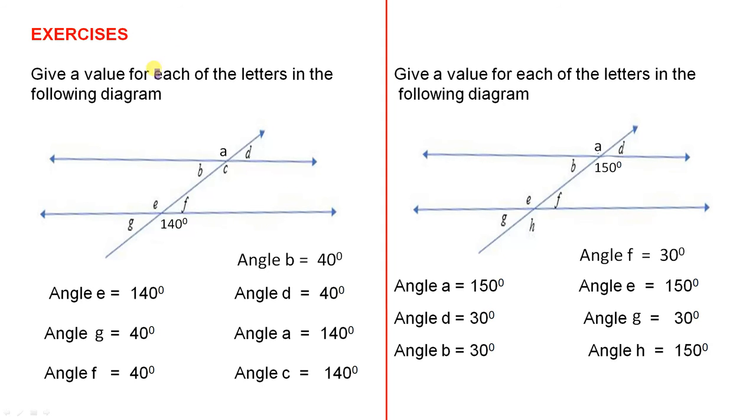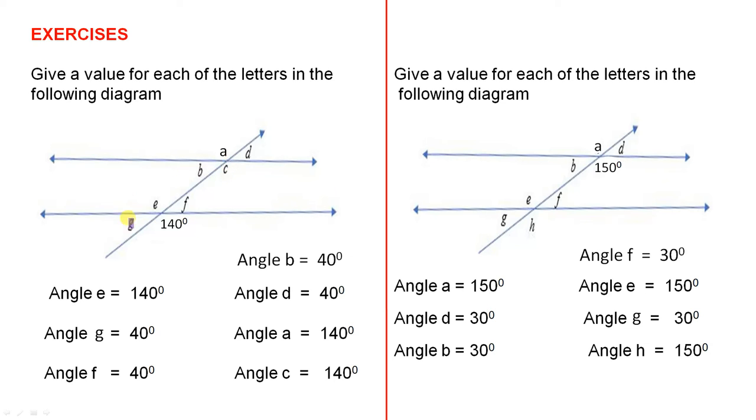Let's look at a few exercises. Give a value for each of the letters in the following diagram. We're given that this angle here is 140 degrees. Straight away we know that angle E is 140, vertically opposite. We saw that in a previous video. We know straight away that angle G is 40 because they're two angles on a straight line. We also know that F is 40. It's either vertically opposite to G or two angles on a straight line. So we have the value of E, G and F there.